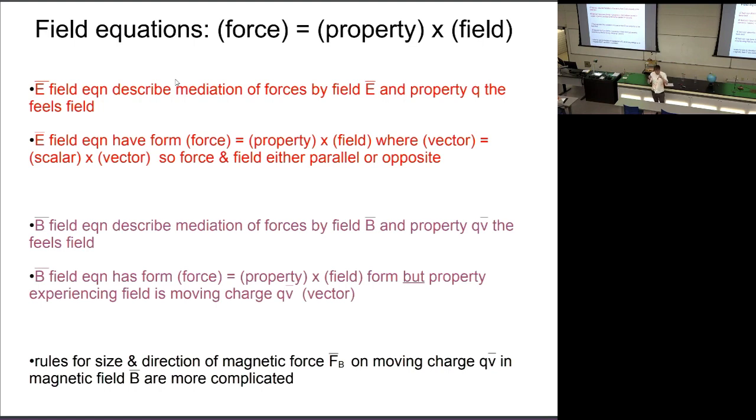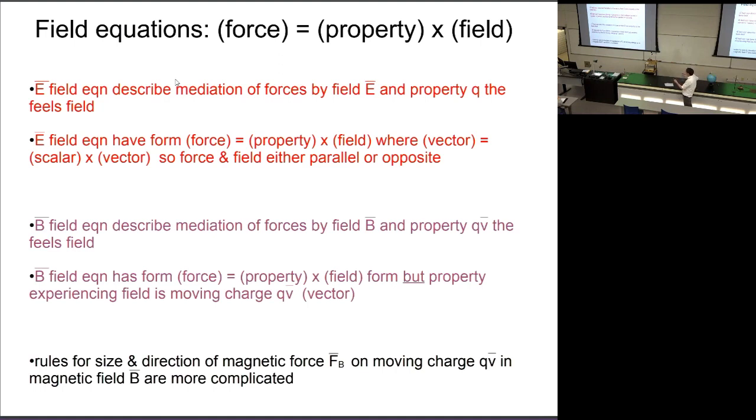And I'm saying a few words about it because the magnetic field equation in some sense is similar and in some sense is different. And so I wanted to stress the similarities and the differences before we actually go on to work with the equation. So, firstly, the field equations. The electric field equation describes how the forces, electric forces, are carried by or mediated by an electric field, and it describes the property that experiences or feels the electric field. So that's the charge. The electric field equation has a kind of mathematical form to it, and this is going to be important to us.